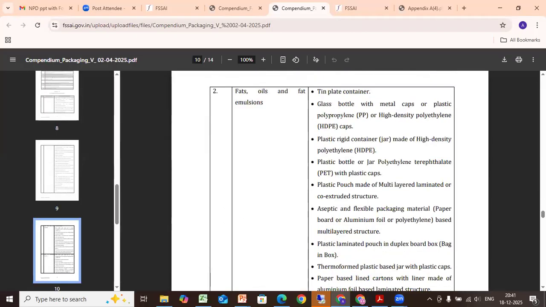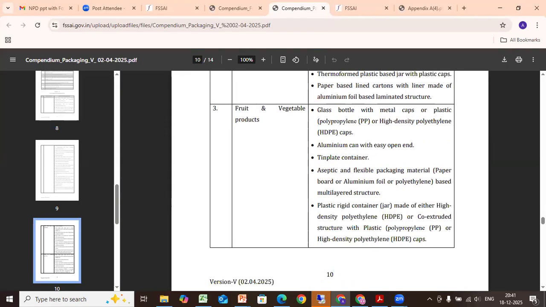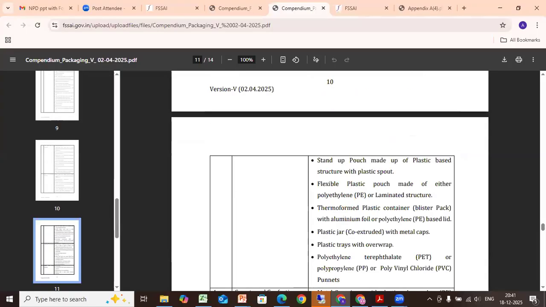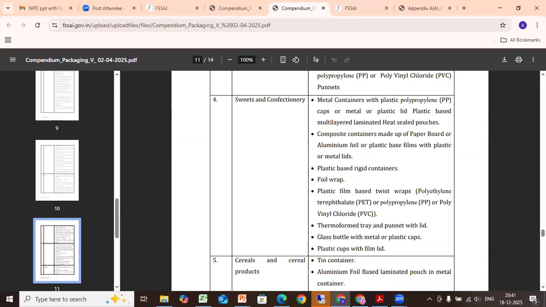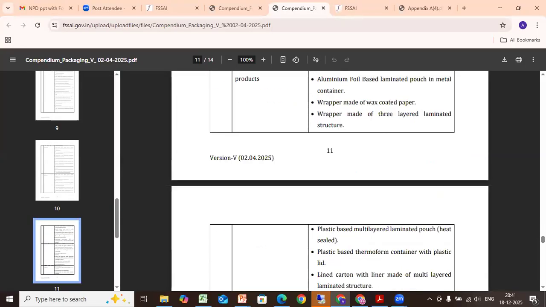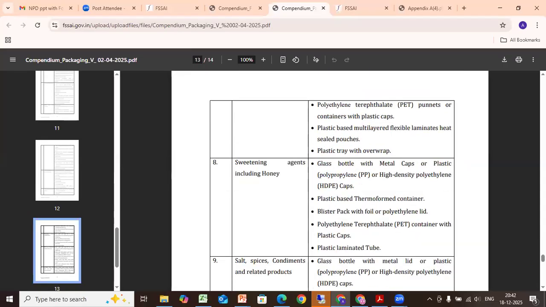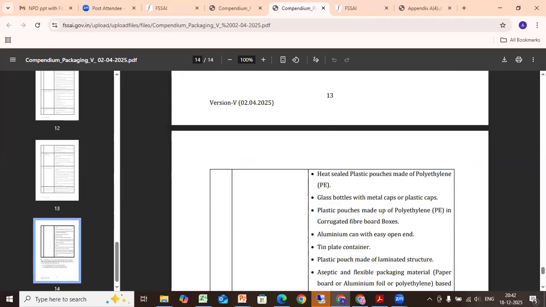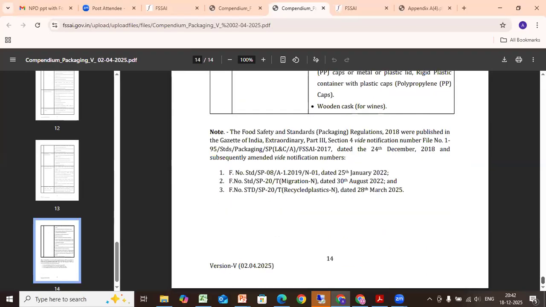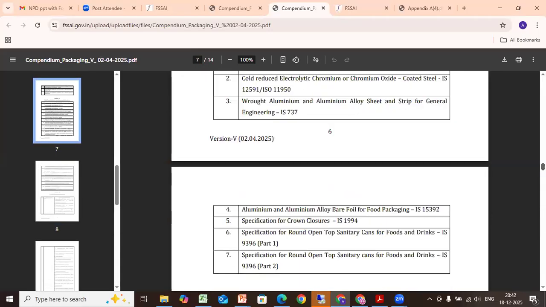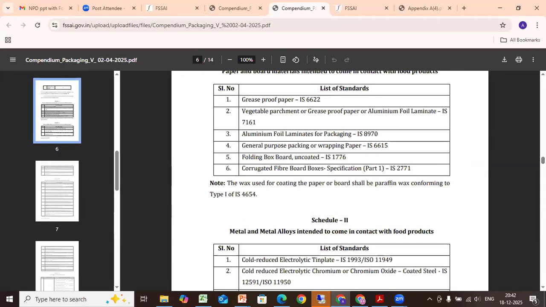So fats and oils, what they have given: HDPE, PET based multi-layer structured paper, board, or aluminum foil or polyethylene. So you can go through this compendium. There you will get an exact idea. But what combination to use is up to us. I can go 4-ply also if I want. I can increase the thickness if I want, because I want a higher shelf life. The combination is up to you, what you want to do.